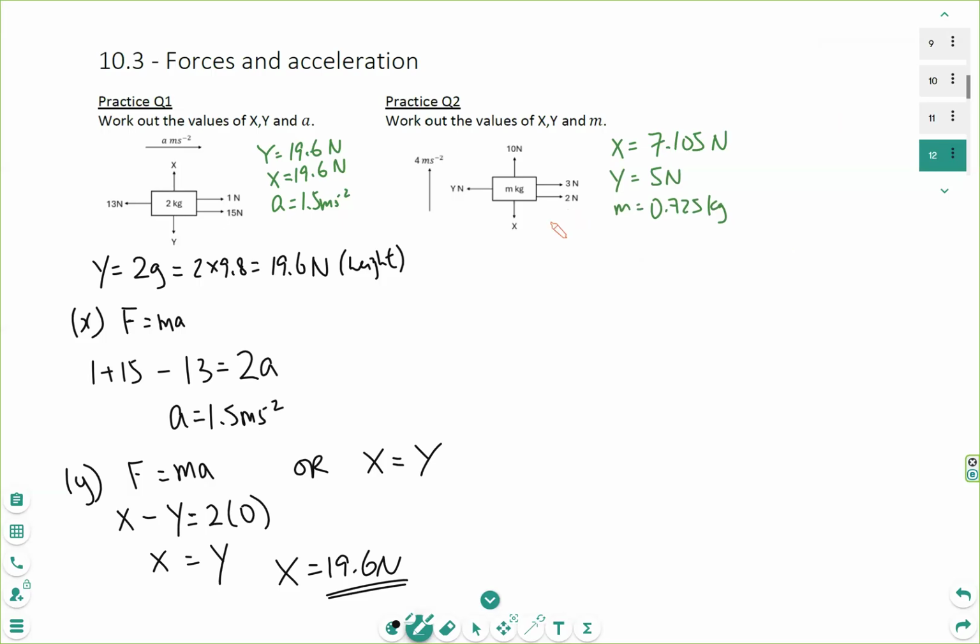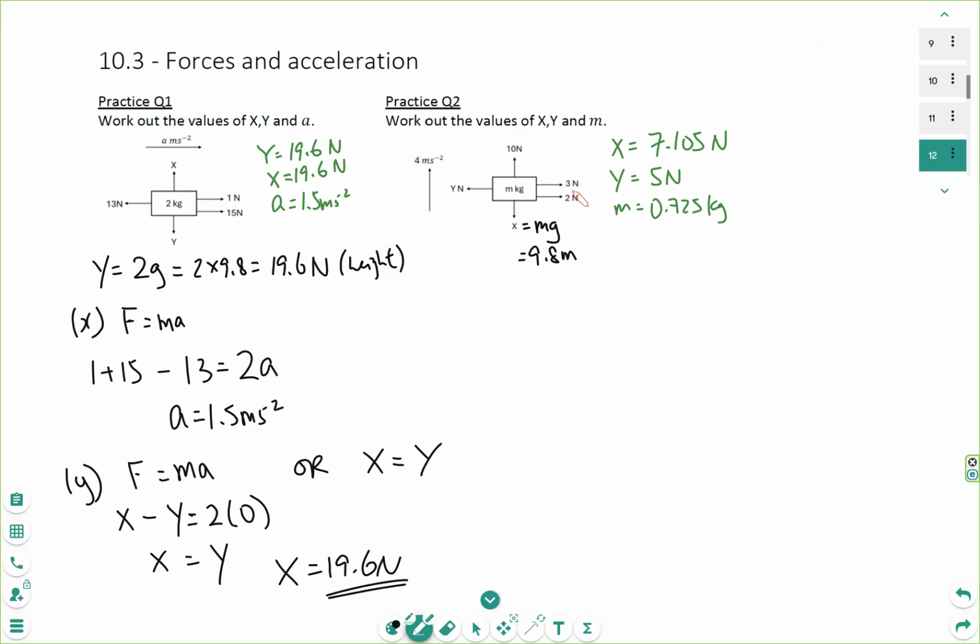Now, first of all, we know x equals mg, because the mass is m. X is the weight of the particle, so weight is mg. So we know x equals 9.8m. The question is, we don't know what m is. So what can we do?